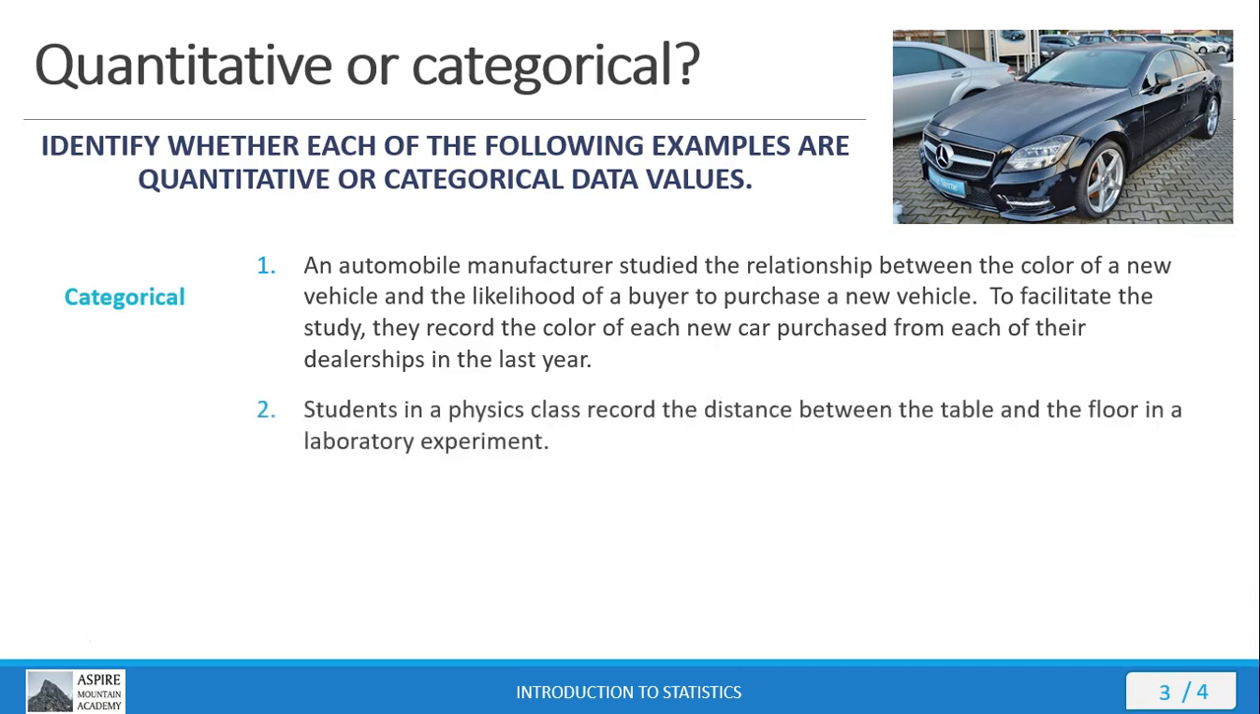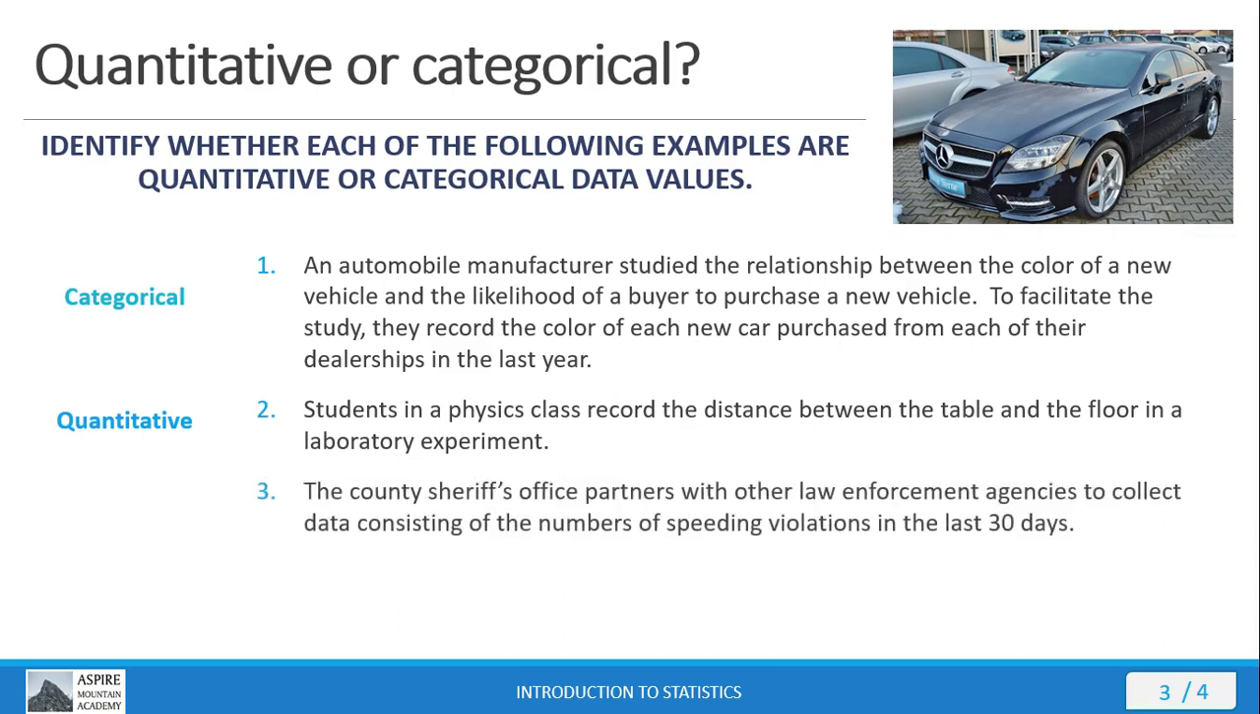Try this one. Students in a physics class record the distance between the table and the floor in a laboratory experiment. Quantitative or categorical? Quantitative. Any distance measurement will be continuous data, and that automatically makes it quantitative data, since continuous data are a type of quantitative data.